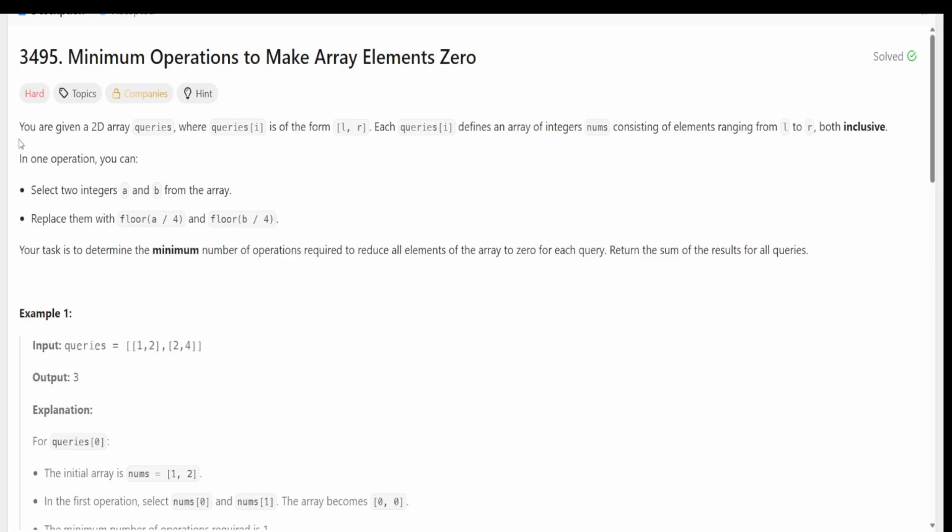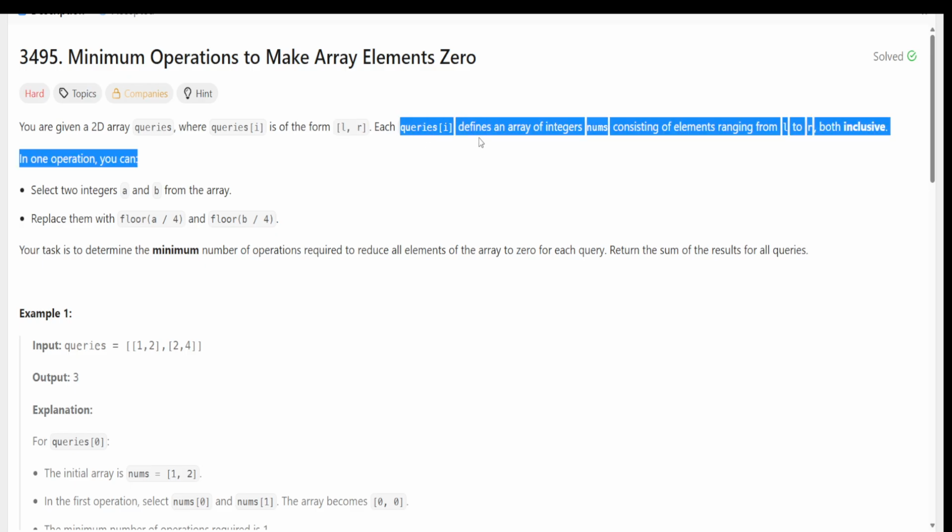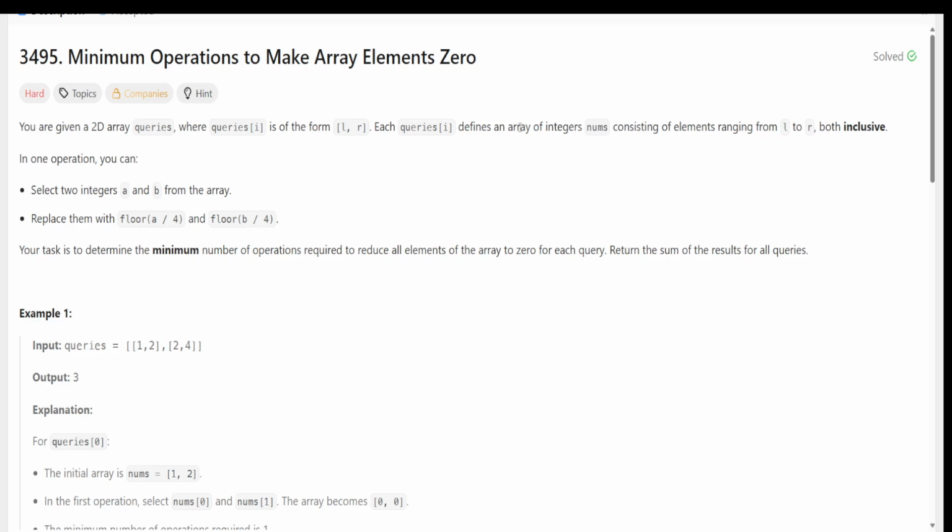The question says that you are given a 2D array called queries, where queries[i] has two things, left and right. For each query, we have an array of integers nums that consists of elements from L to R, and both are inclusive.